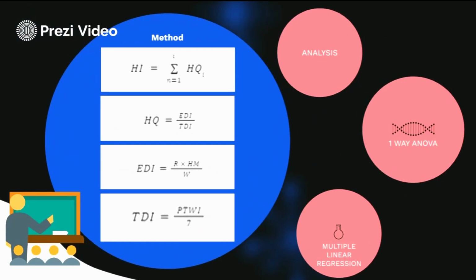In the methodology part, we calculate the hazard index. It is used to determine the overall potential risk by the elements. The hazard index can be calculated by using the formula shown in the first row. To get the hazard quotient, the second equation is used, which is EDI, estimated daily intake, divided by TDI, tolerable daily intake. Then EDI can be calculated by using the third equation, whereas TDI is calculated by the fourth equation. PTWI is the provisional tolerable weekly intake suggested by the Joint FAO-WHO Expert Committee on Food Additives.